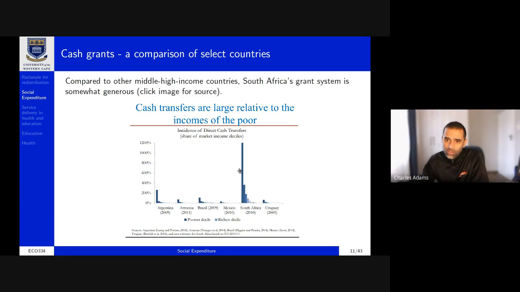So the grants that we transfer make up 12 times the market income that group of people earn in the market in South Africa, which is quite astounding. But what this shows is that our grants are very well targeted, right? It's the poorest who do benefit significantly from our grants, especially compared to other countries. But it also speaks to the poverty levels in South Africa relative to some of these countries as well, and especially the highly skewed income distribution in South Africa.